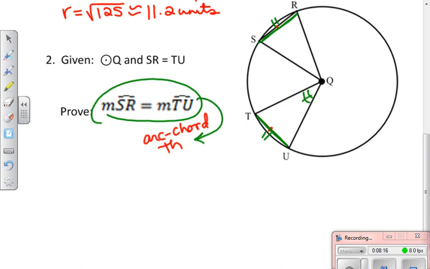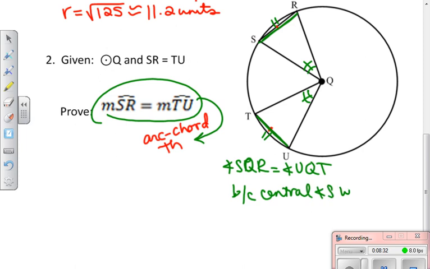Additionally, we could go on and say that angle SQR is equal to angle UQT because they're central angles with equal arcs, which means the angles are equal. So lots of ways to find equal pieces. If you can find equal pieces, then you can write an equation.